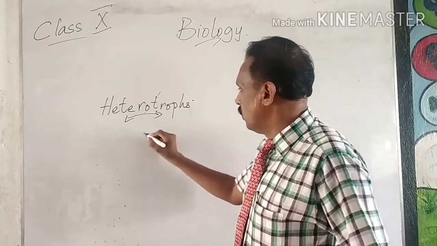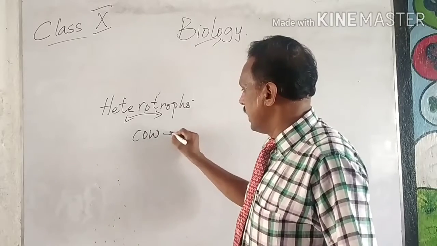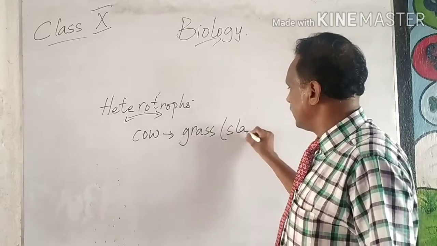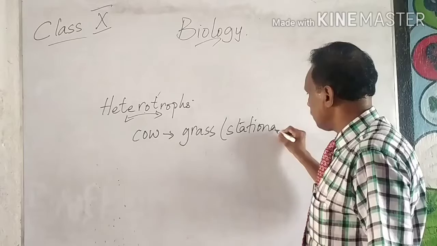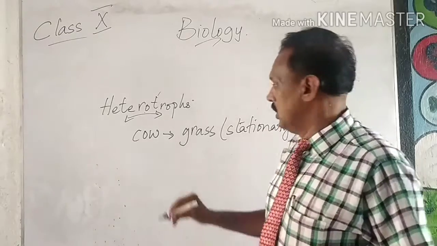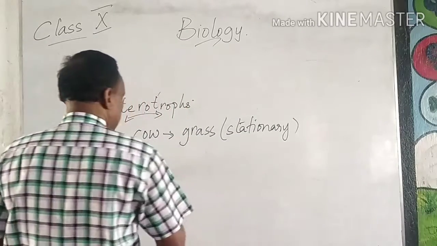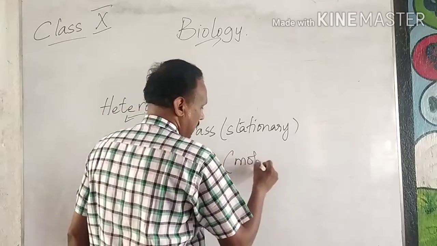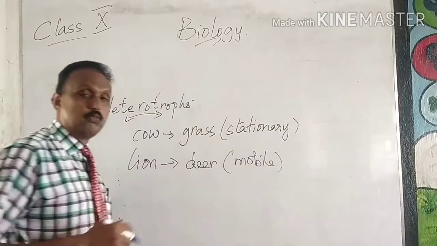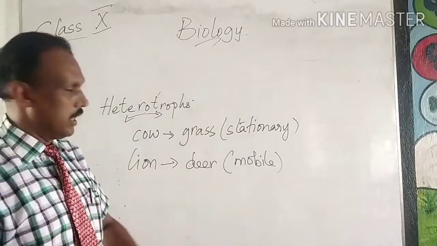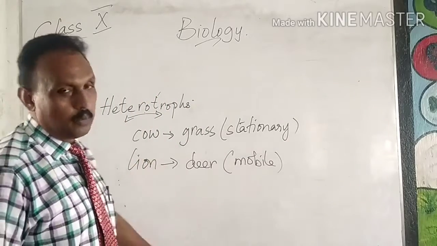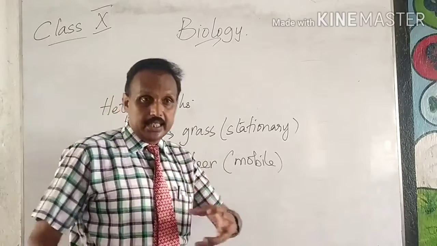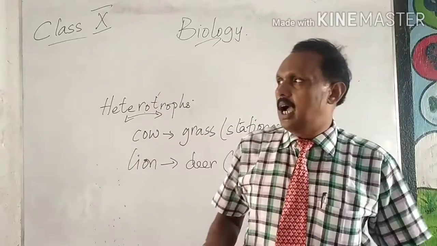For example, a cow, what does it take? It eats grass. Grass is stationary. Stationary means does not move. Whereas a lion, what does it eat? It eats deer, and that's mobile. Mobile means not the mobile phone that you use. Mobile means moving. So here, both the cases, it will be different. You might have seen in films how a lion kills a deer and then tears the meat apart and then swallows it.